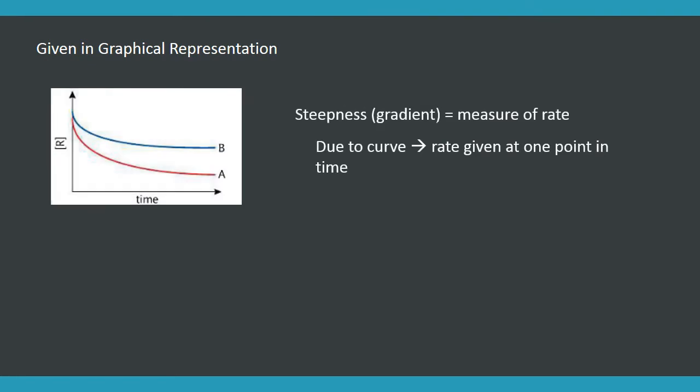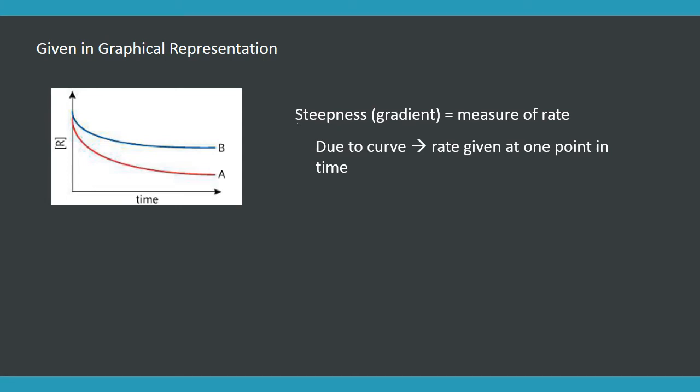So there are different forms of graphical representations, and how to read a graph when determining rate. Here we have 2 reactions, A and B. If we're looking at the 2 rates, how do we determine which rate is going faster? Well, you want to look at the steepness of the gradient, and the gradient, as you know, is the slope. That is going to give you a measure of your rate.